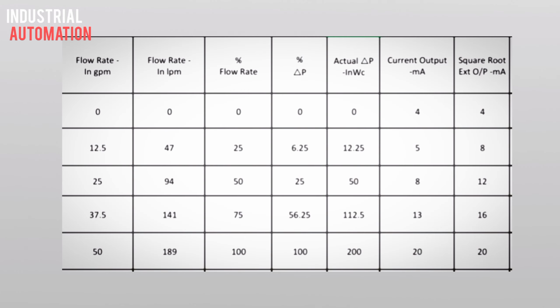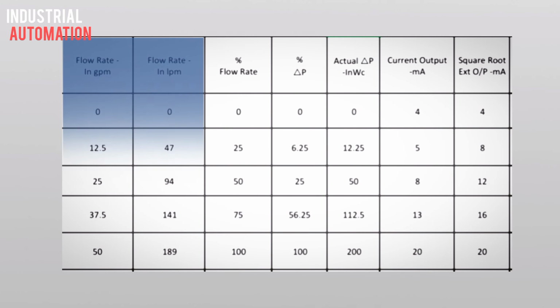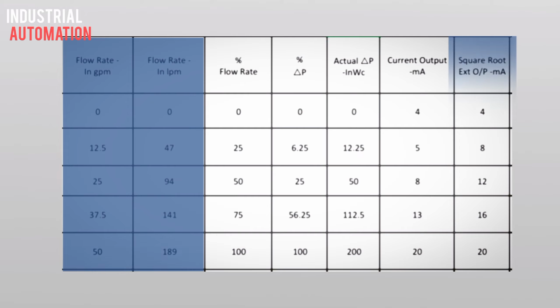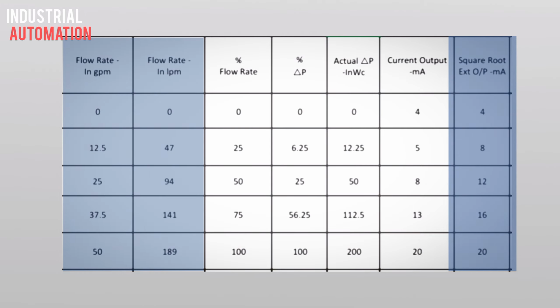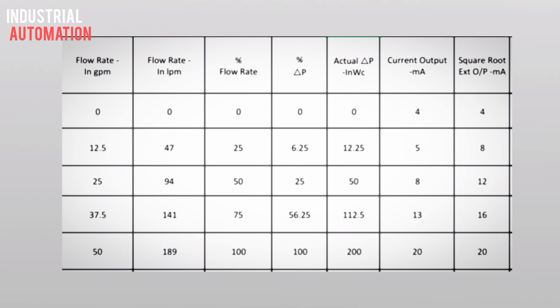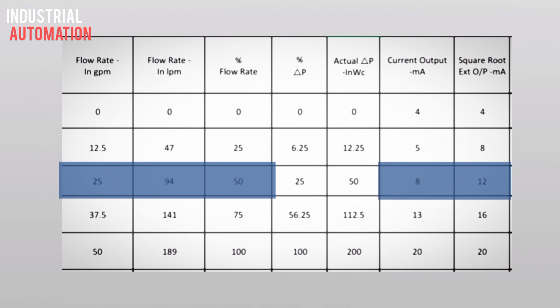We now have a linear and directly proportional relationship between the flow rate and the current output of the square root extractor. Perfect. That's exactly what our PLC or DCS needs to see. The math is a bit complicated, but let's try an example. When we have a 50% flow rate of 25 gallons per minute or 94 liters per minute, the square root extractor output is 12 milliamps, or 50% as well. But the flow transmitter output is 8 milliamps or 25%.